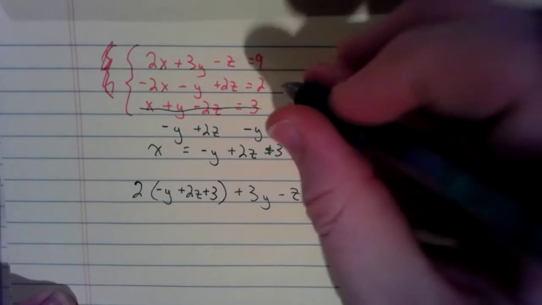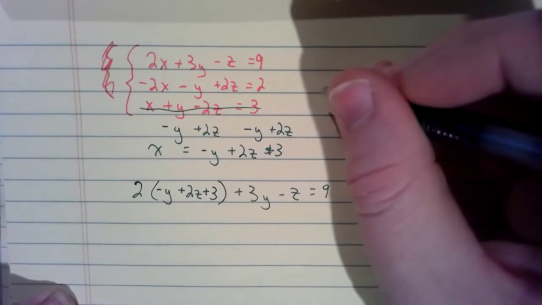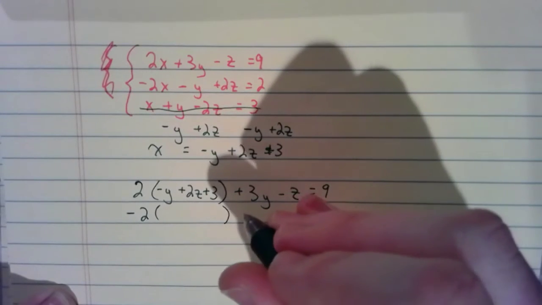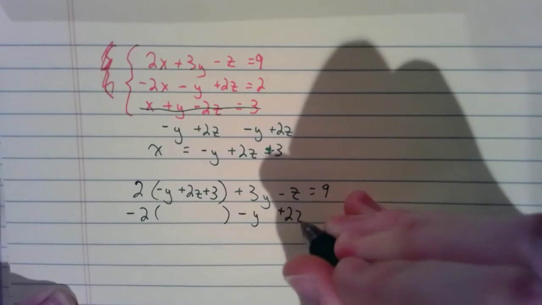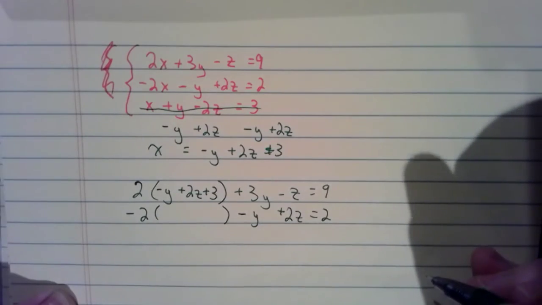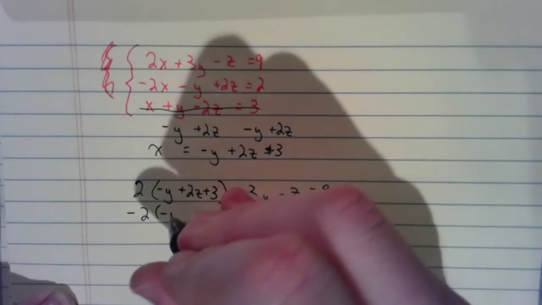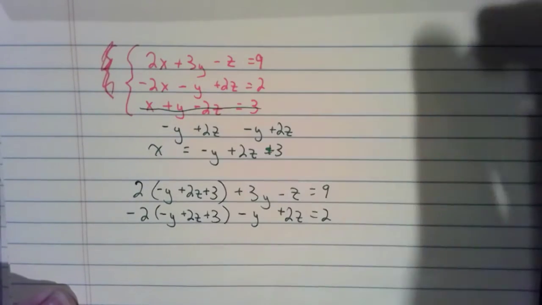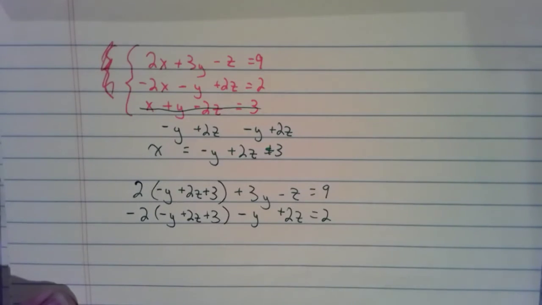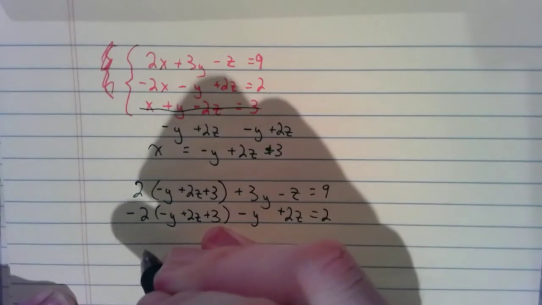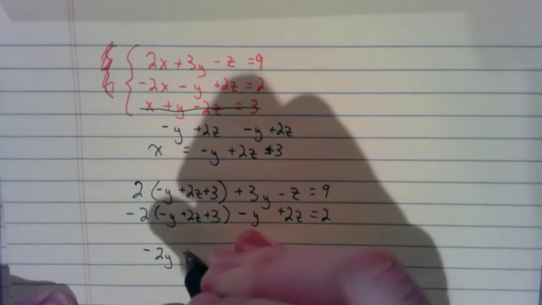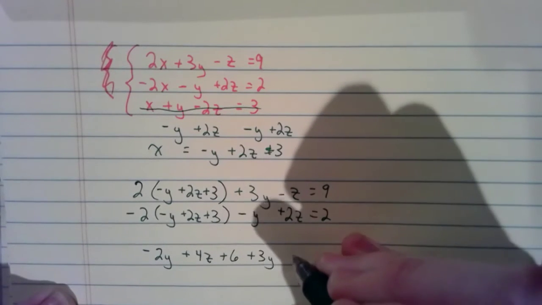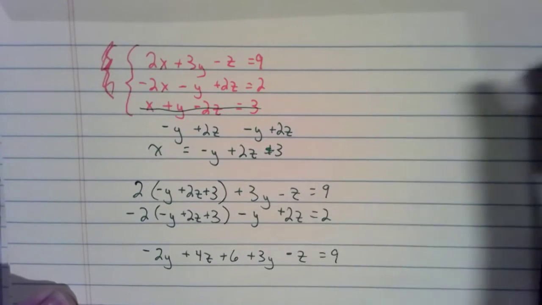Now I'm going to do the same thing for my second equation. I'm going to replace x. So I get negative 2, big set of parentheses, minus y plus 2z equals 2. And in that big set of parentheses, I'm going to plug in the same thing: negative y plus 2z plus 3. Now I'm going to distribute. So I'll distribute this 2 up top. I get negative 2y plus 4z plus 6 plus 3y minus z equals 9.